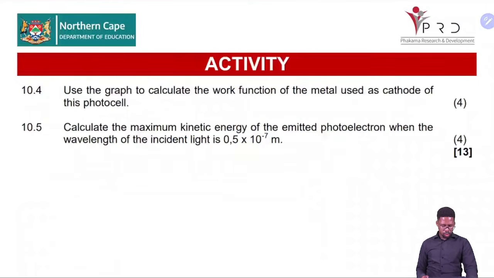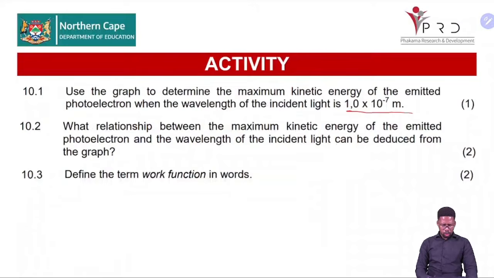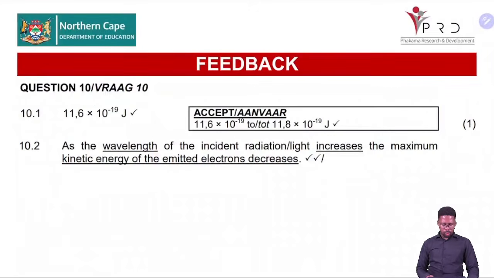And then 10.2, what relationship can be deduced from the graph? When you look at the graph, you can see here, the higher the kinetic energy of photoelectrons, the lower the wavelength. So that's what we can deduce, that the wavelength increases as maximum kinetic energy decreases. You must be specific from the graph. As you increase the one, the other decreases.